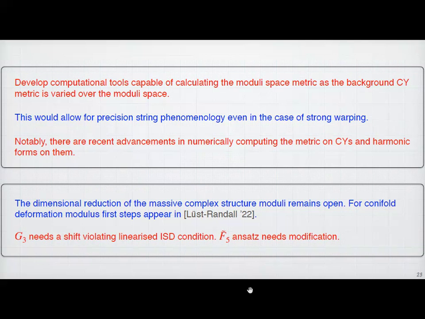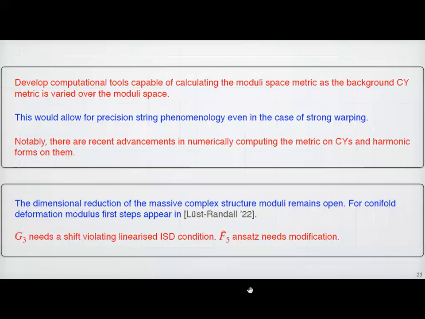What is left is the dimensional reduction of the massive complex structure moduli, which violates the ISD condition. We satisfy the ISD condition because we wanted to linearize it and stay in the moduli of DKT. But there are complex structure moduli, like conifold deformation moduli, that violate it and they actually get a mass even in 4D. And the first steps appear in this paper. I would say first step because they neglect that we have now understood G3 should be achieved by taking the linearized ISD.